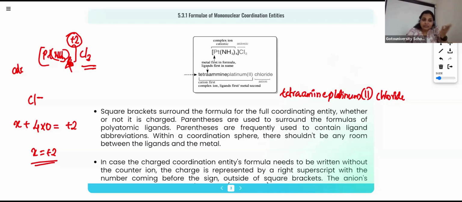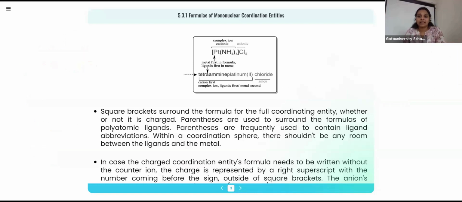In case of a heteroleptic complex, meaning more than one ligand is there, we have to choose the alphabetical order. Suppose ammonia, that is NH3, and chlorine are inside the square bracket. So we have to write the name of the amino group first, that is amine, then chlorine, because A is first, then C. So we have to choose the alphabetical order while naming. Okay, so that is the difference.